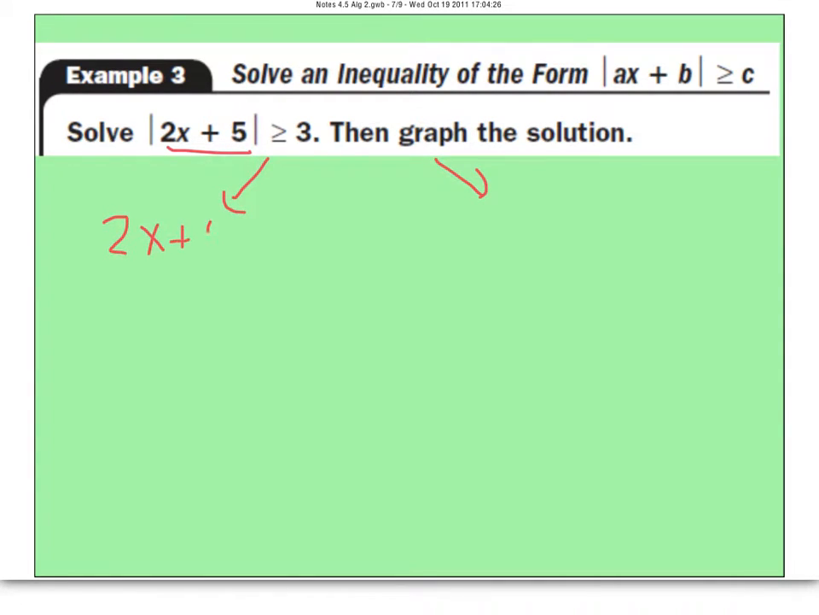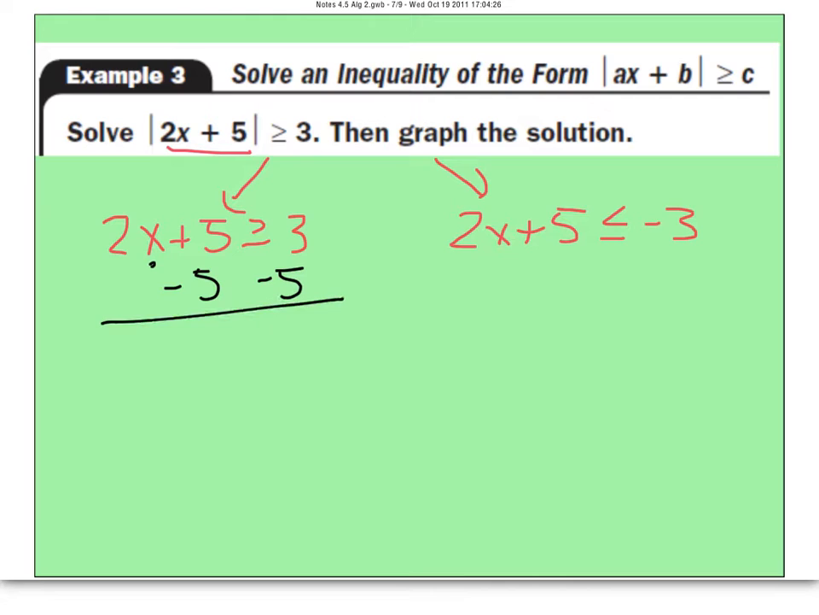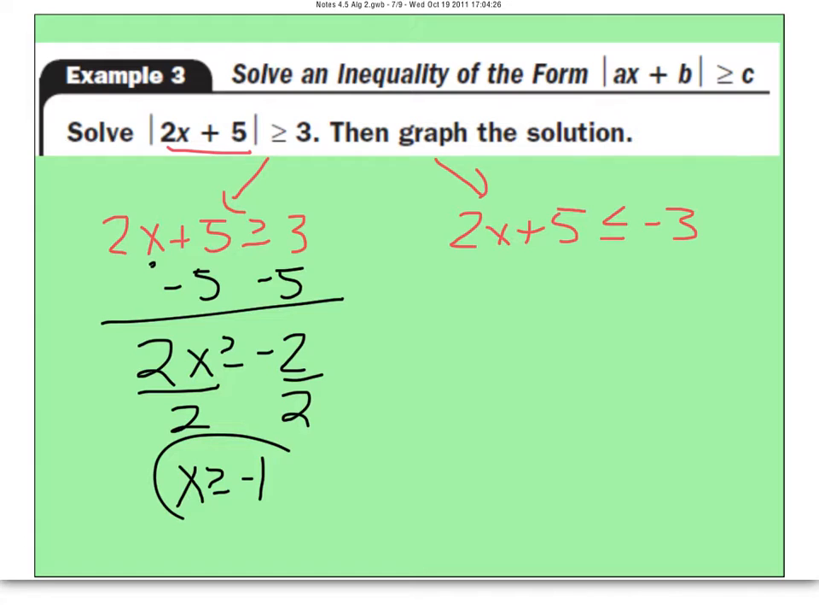2x plus 5 is greater than or equal to 3. 2x plus 5, flip the sign, less than or equal to, change the number to negative 3. Let's go ahead and solve. To get x by itself, I'm going to minus 5. That gives me 2x is greater than or equal to negative 2. Now, to get rid of multiplying, I divide. x is greater than or equal to negative 1.